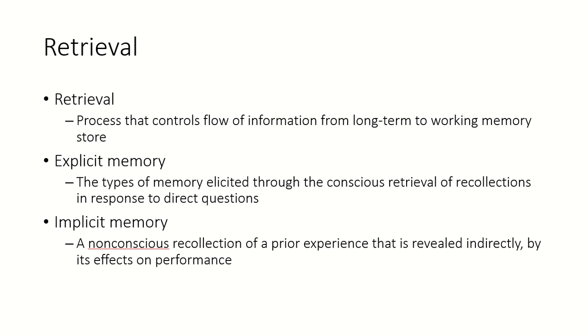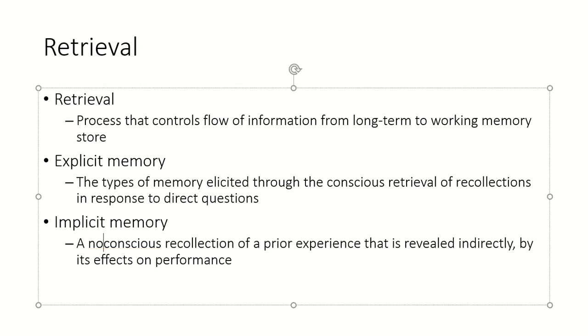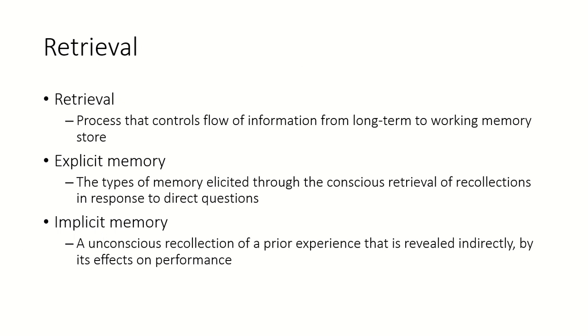I've already made the distinction between explicit or declarative memory versus implicit or non-declarative memory. Of course, with explicit memory, you could just ask people a question and see if they can actually produce the answer. Implicit memory is much more of an unconscious recollection of a prior experience. You can then test that by seeing its indirect effects on performance. So, for example, some sort of behavior would be an indication of this. Right now, we're just going to talk about explicit memory.